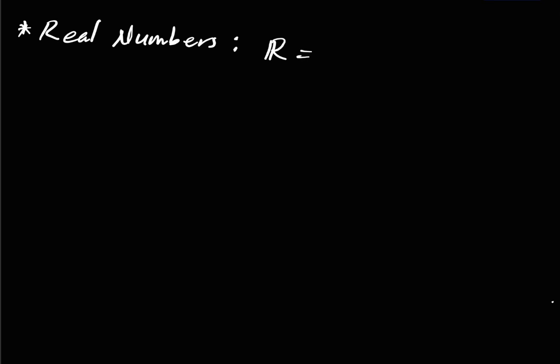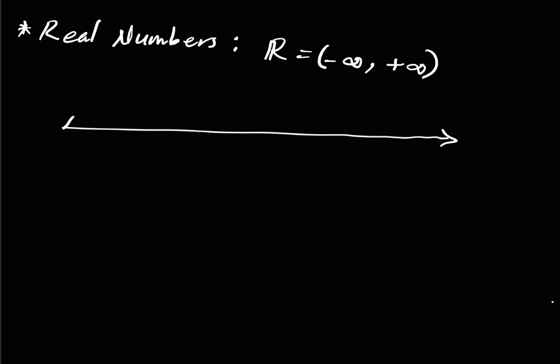Real numbers are numbers from negative infinity. Of course, negative infinity is not a number, so that's why we have to use the open parentheses, not the closed ones, to positive infinity. So all these numbers are real numbers. So for example, what are these numbers? If we are to draw a number line to demonstrate what are real numbers, we said they start from negative infinity and they end at infinity.